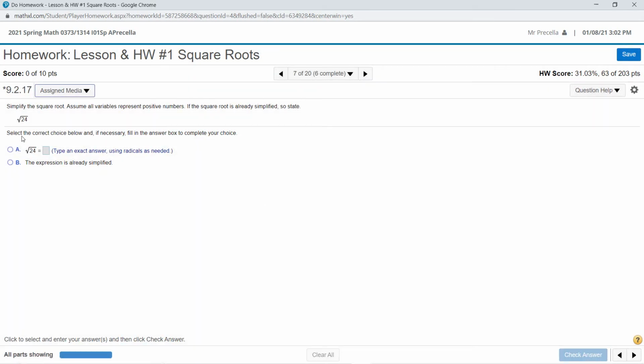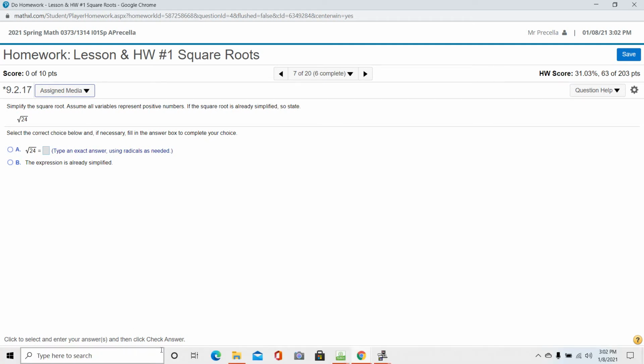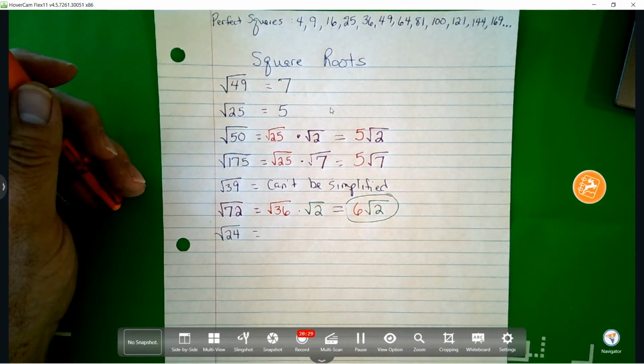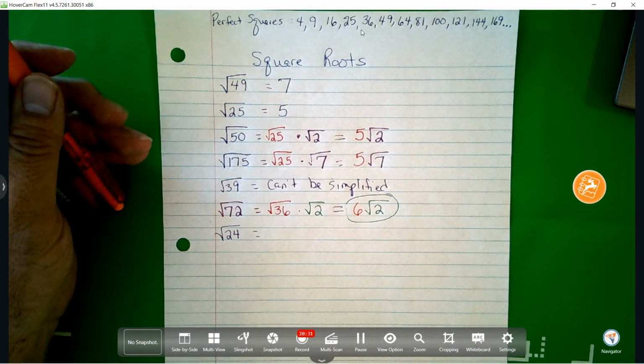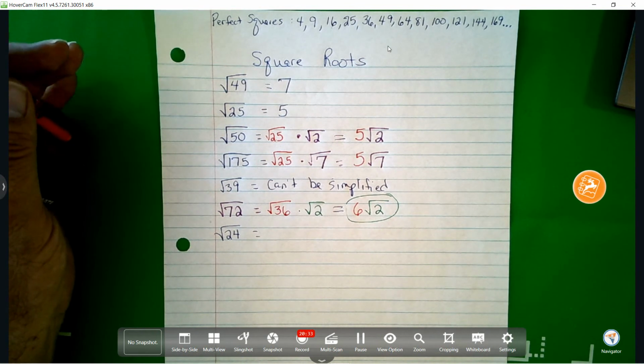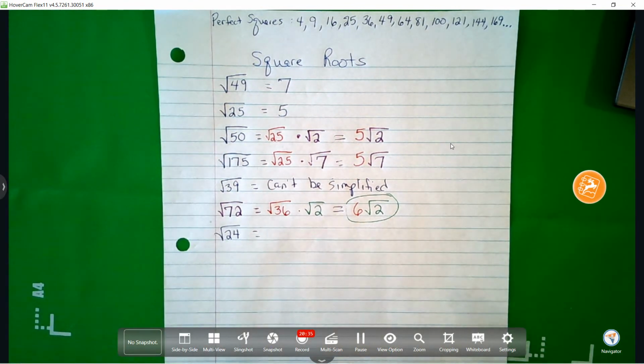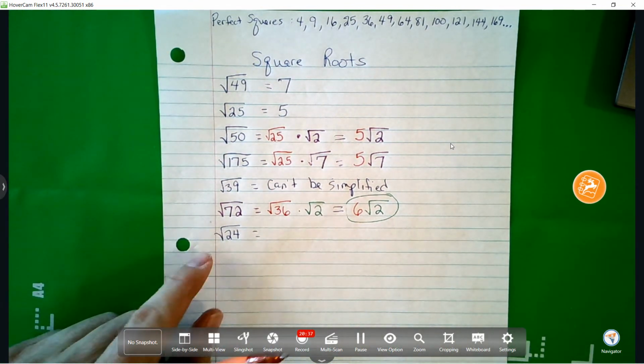Now, square root of 24. Let me write this one down. 24 is not a perfect square. How do I know that? Well, I'm thinking about those perfect squares. Let me pull this out. See, 24 is not a perfect square. There's no number. 25 is, but not 24. So which one of these perfect squares divides evenly into 24?